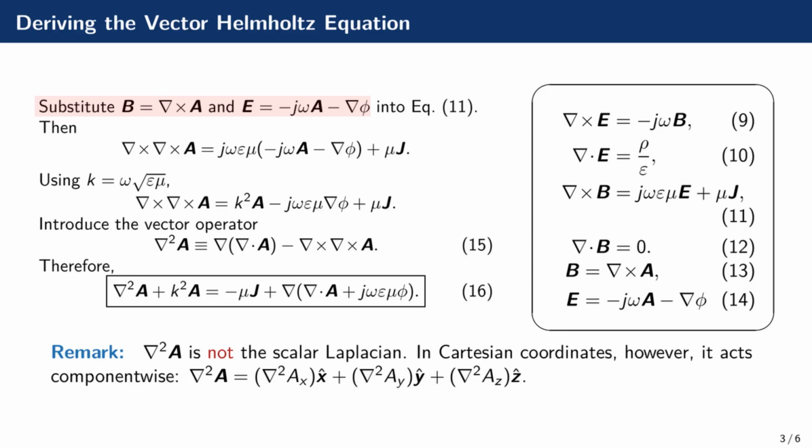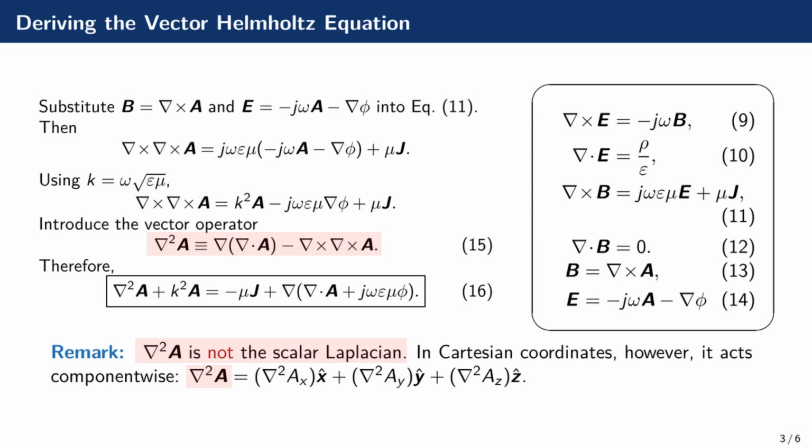We substitute B and E, written in terms of the vector and scalar potentials, into equation 11. After substitution and expansion, we obtain an expression containing the curl of A. Here we introduce a vector differential operator, nabla squared A. Its definition is the gradient of the divergence of A minus the curl of the curl of A. This is not the Laplacian operator.